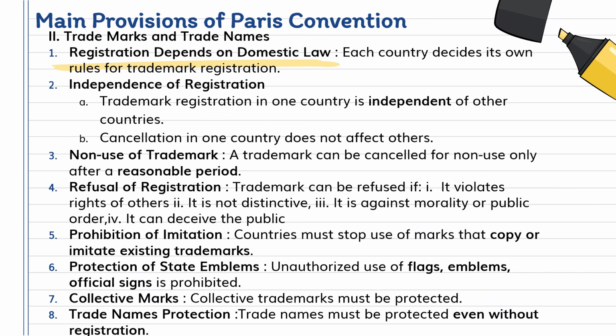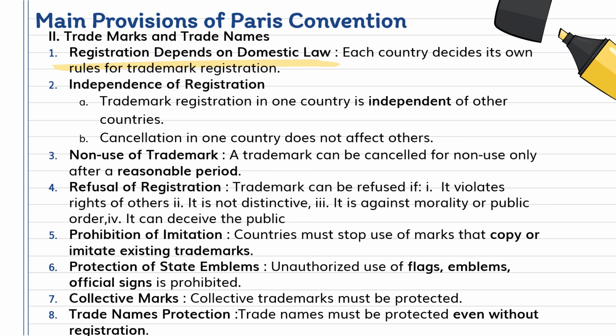Next one, trademark and trade names. First point, registration depends on domestic law. Each country decides its own rules for trademark registration. Second point, independence of registration. Trademark registration in one country is independent of other countries. Cancellation in one country does not affect others.